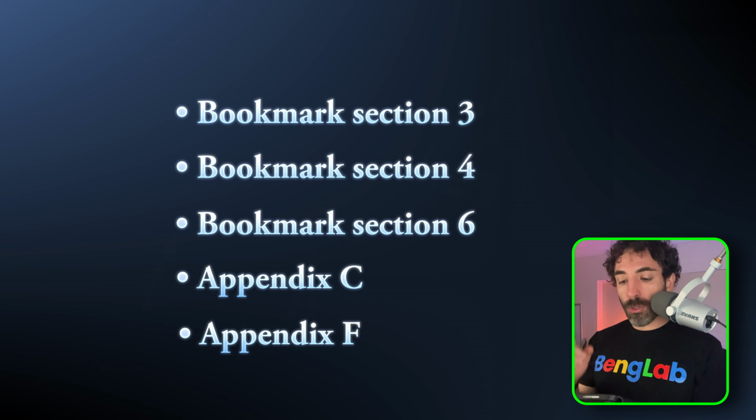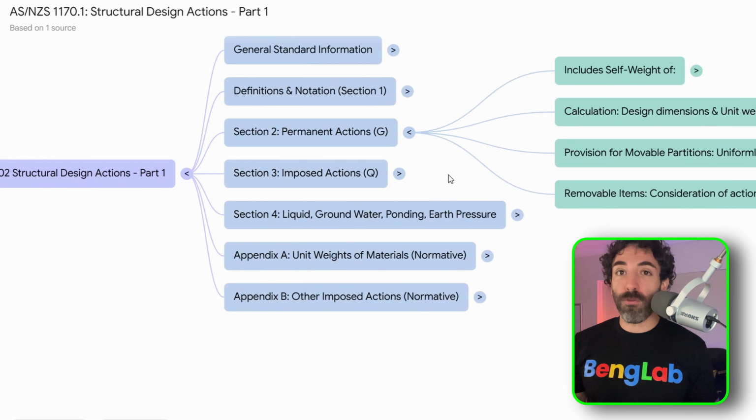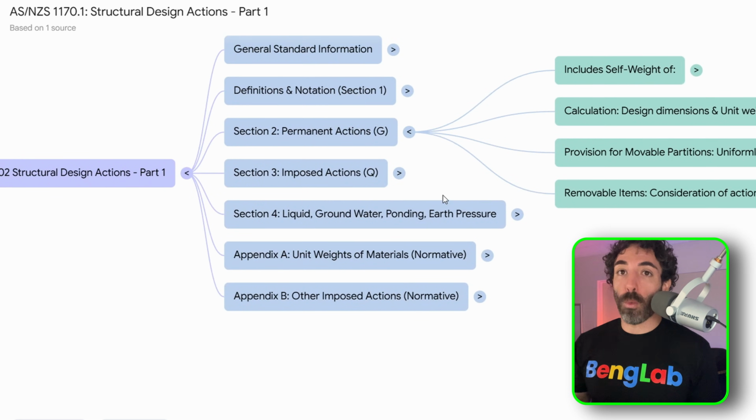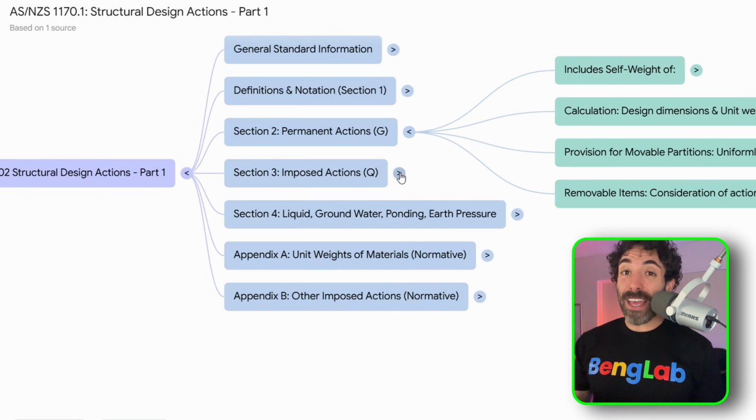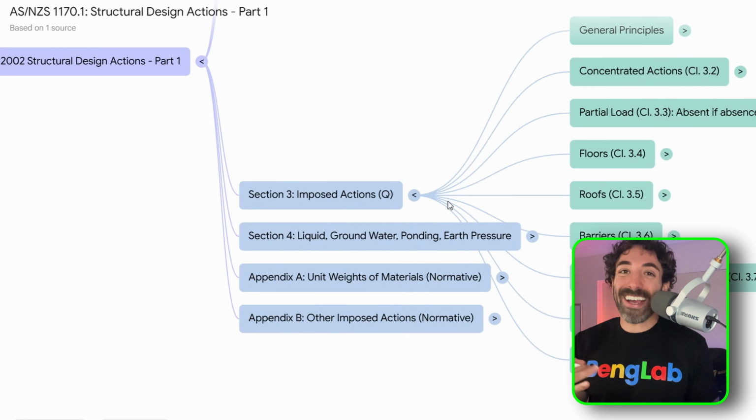That's what we're going to use throughout the course. Now, part 1 of AS 1170 tells us the permanent actions, like the weight of the roof tiles, the self-weight of the beams, the self-weight of the walls. Those are what we call the dead loads. And then we have imposed actions like people, furniture, or a car in the garage. Those are the live loads.